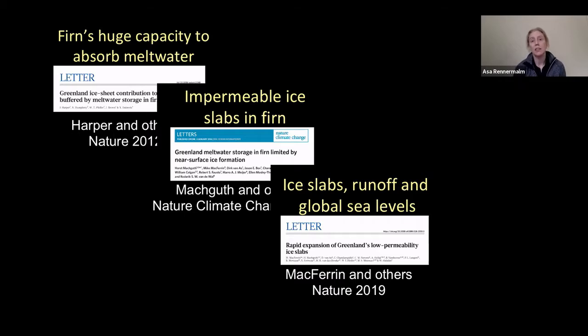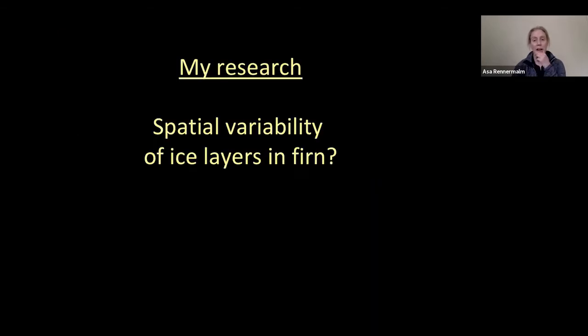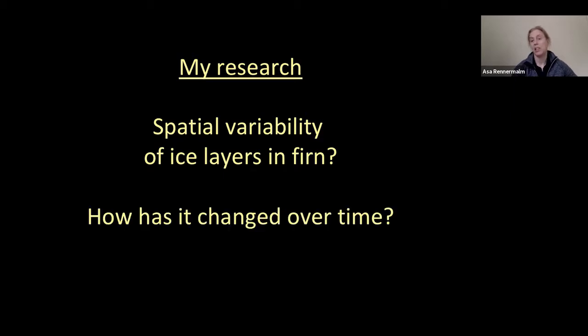So these are the reasons why it's interesting to study firn, because it can really influence global sea levels eventually, if we have development of these very thick impervious ice layers and they're able to cap the porous firn below. So in my research, I've looked at the spatial variability of ice layers in firn and also how it changed over time.